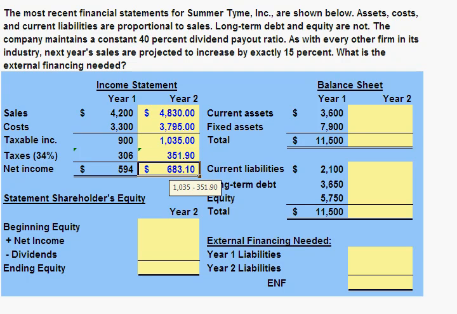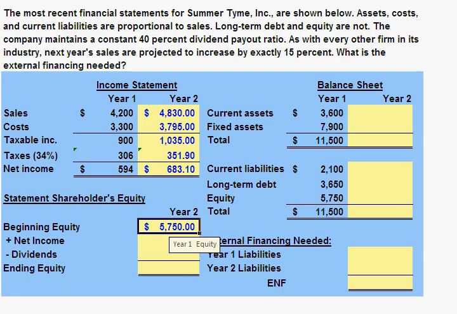rate. Net income, then, is taxable income of $1,035 minus $351.90 in tax expense. To complete the statement of shareholders' equity, we pick up beginning equity of $5,751 from the year 1 balance sheet. Our net income was $683.10 minus our dividends. Our dividends will be our net income of $683.10 multiplied by the 40% dividend payout ratio.